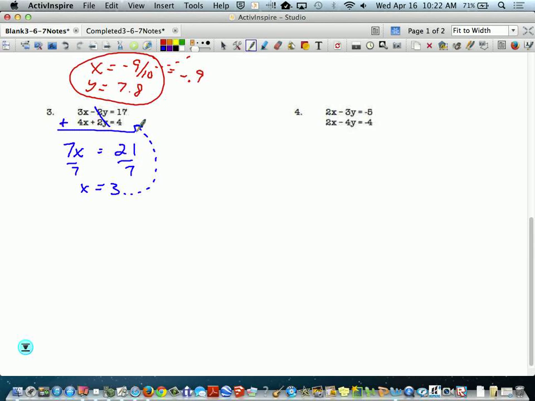It doesn't matter. Just go back to one of the originals. I'll just do the bottom one. So that's 4 times 3 plus 2y is equal to 4. So I'm putting the 3 back in for the x. So this is 12. So I'm going to subtract 12 on both sides. I get negative 8. Divide by 2, and I get y is negative 4.